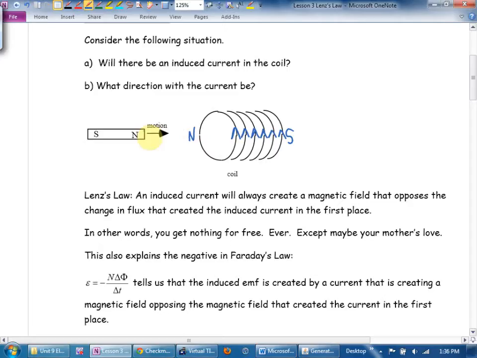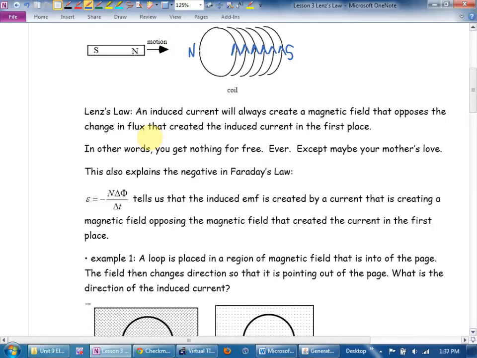What's Lenz's law? An induced current will always create a magnetic field that opposes or resists the changing flux that created it in the first place. In other words, you get nothing for free. Ever.